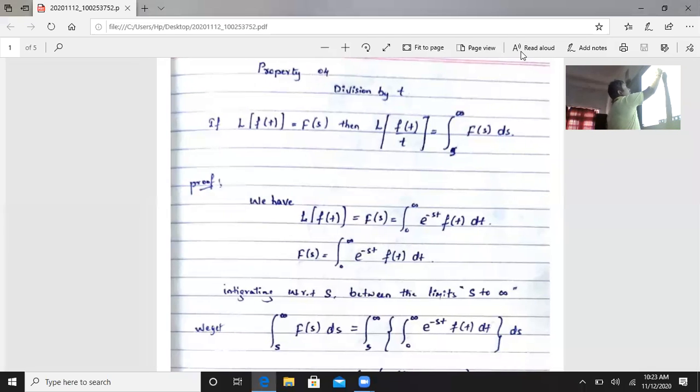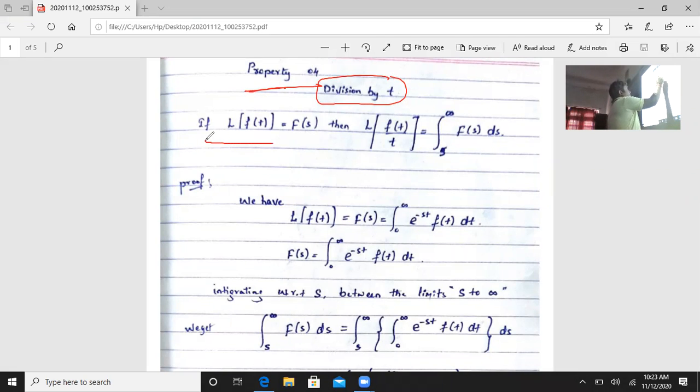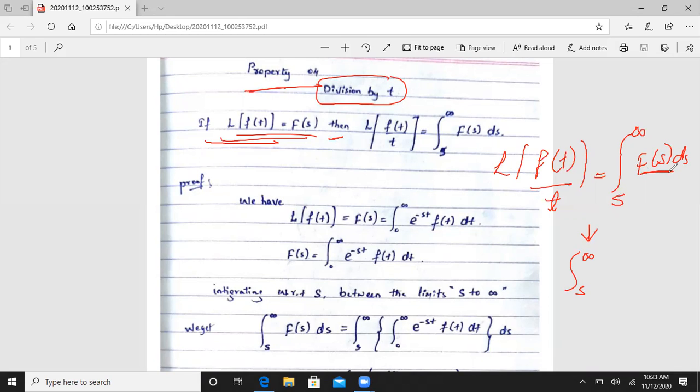Property number 4 is division by t. The statement is: if the Laplace transformation of f of t is equal to F of s, then the Laplace transformation of f of t divided by t is equal to the integration from s to infinity of F of s ds, or we can write it as the integration from s to infinity of the Laplace transformation of f of t ds with respect to s. So this is the statement.